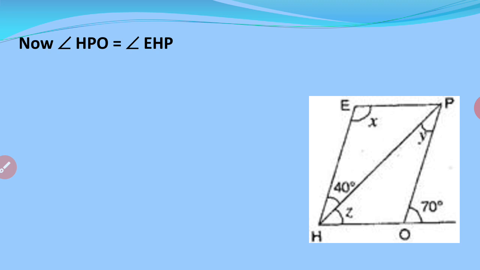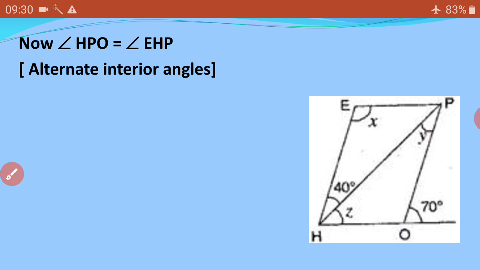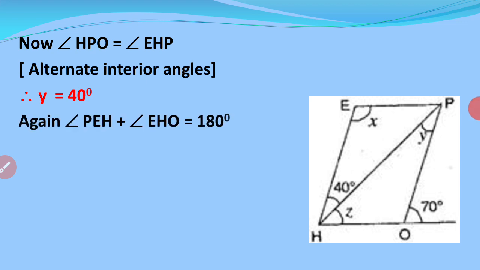Now angle HPO is equal to angle EHP. The reason is they are alternate interior angles. Here we have considered these two parallel lines and this as the transversal. So we have a pair of alternate angles which are equal. So we say that Y is equal to 40 degrees. Now we are left with only one measure, that is X.